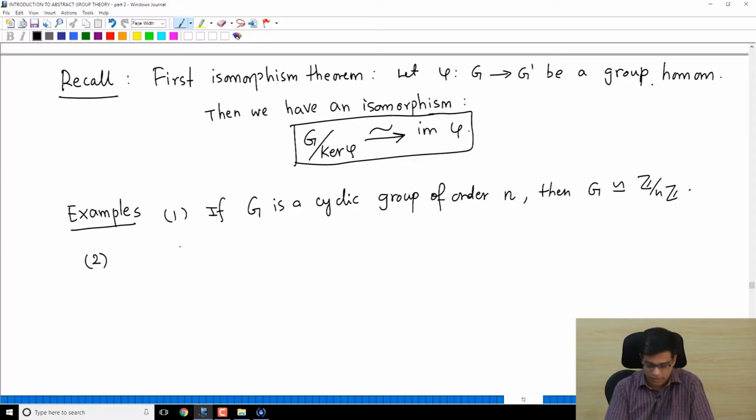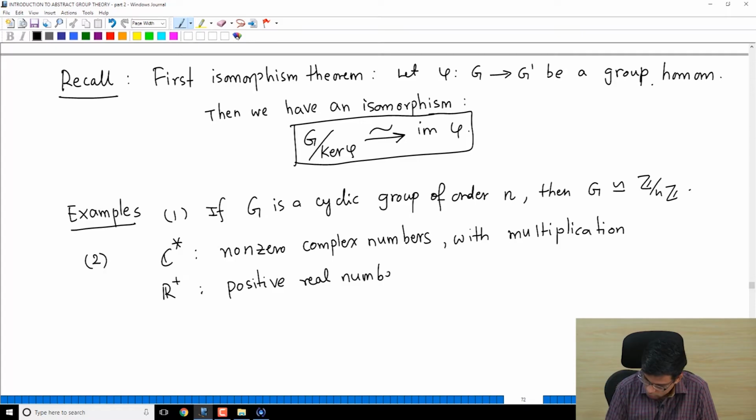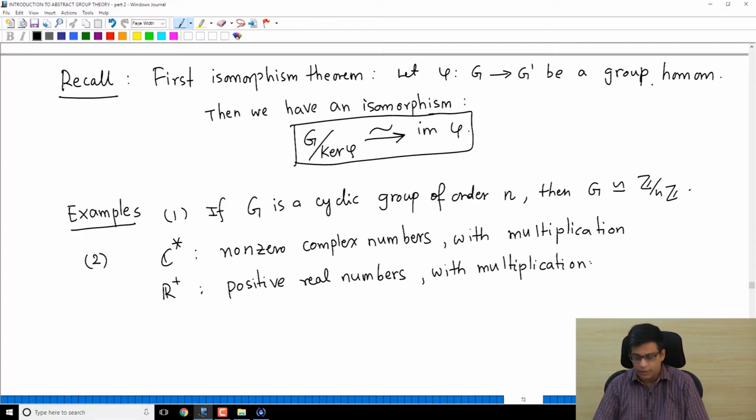Let's look at another example of the first isomorphism theorem. So recall that C star is the group of non-zero complex numbers with multiplication. These form a group under multiplication, and let's denote R plus to be the positive real numbers, also with multiplication. So we saw in previous videos that these are groups under multiplication. Consider the map.